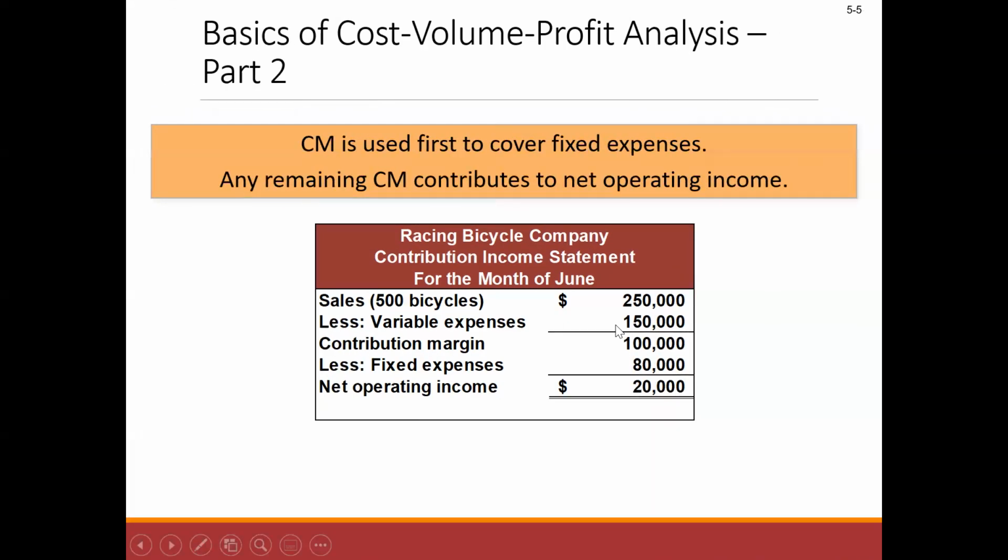Now, the contribution margin is used first to cover all of our fixed expenses, because how we derive our contribution margin is our sales minus our variable expenses. So once we have our contribution margin, we have that to see, okay, here are our fixed expenses. This is how much we have to cover them. Whatever's left over then is going to be our net operating income.